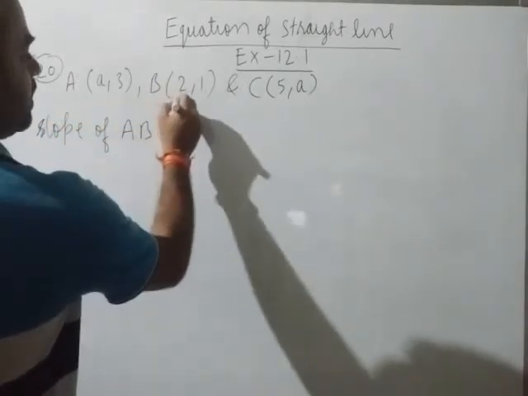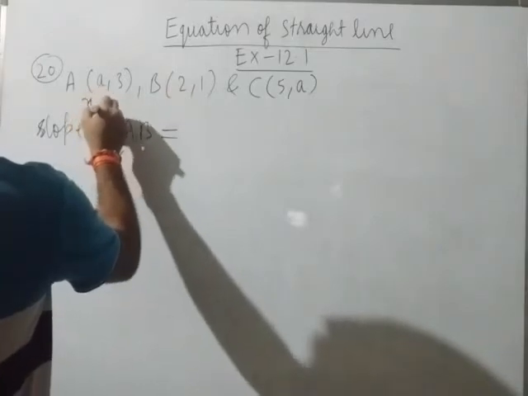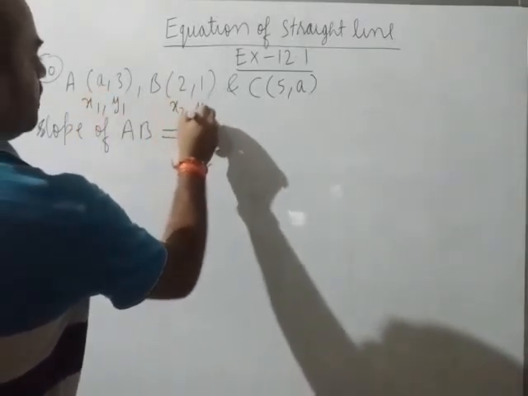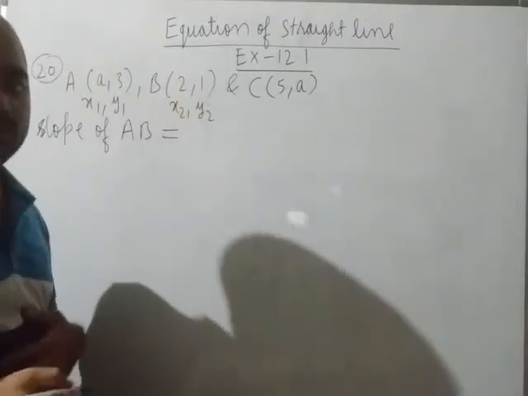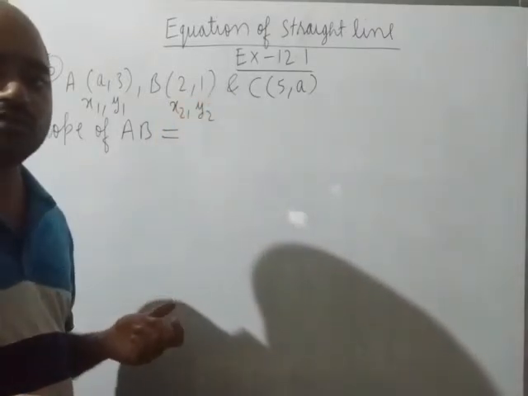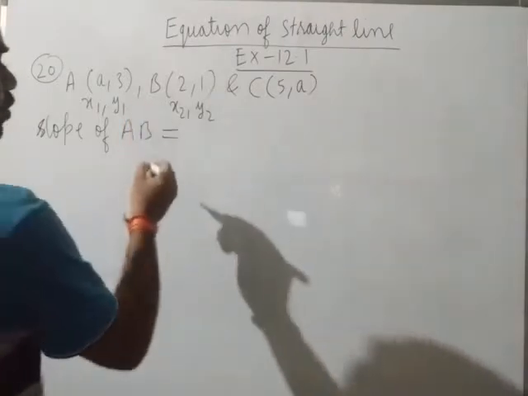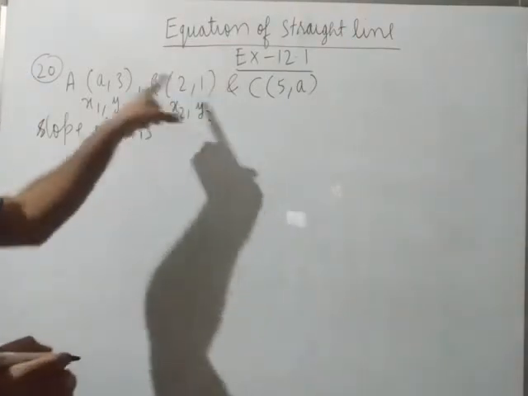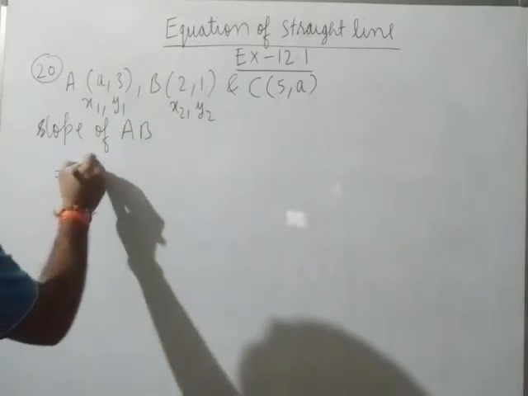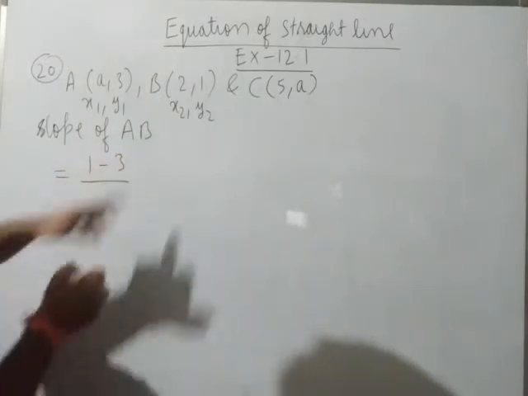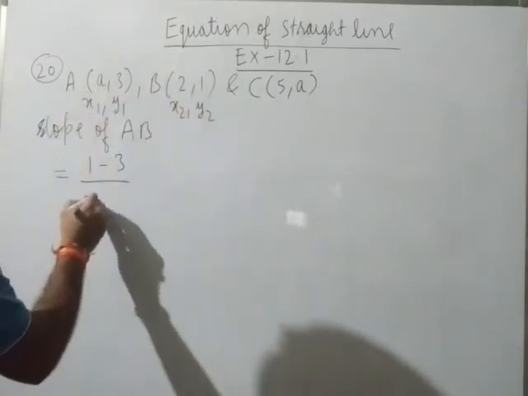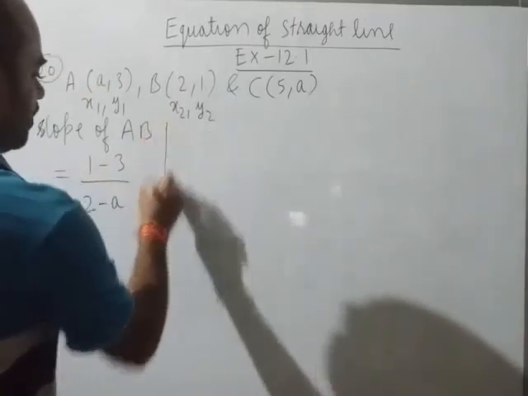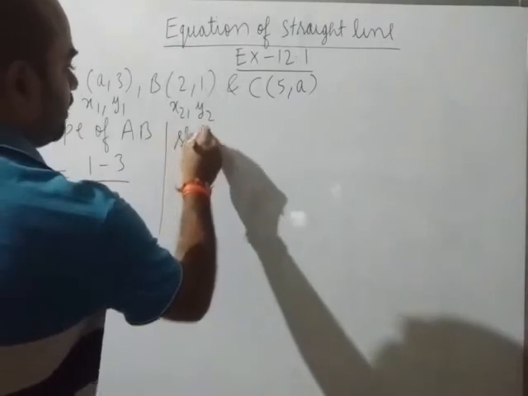Suppose this is x1, y1. This is x2, y2. We have supposed x1, y1 and x2, y2. Then the slope of AB will be y2 minus y1, that is 1 minus 3, upon x2 minus x1, that is 2 minus a. That is the slope of AB.